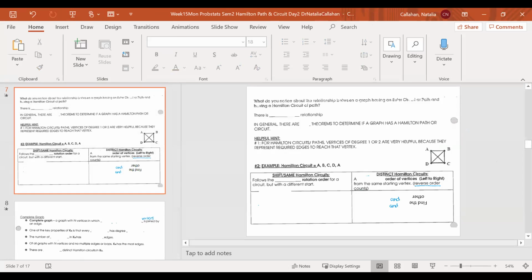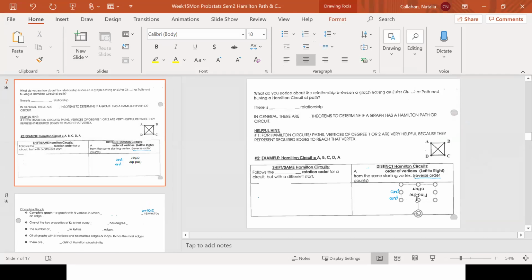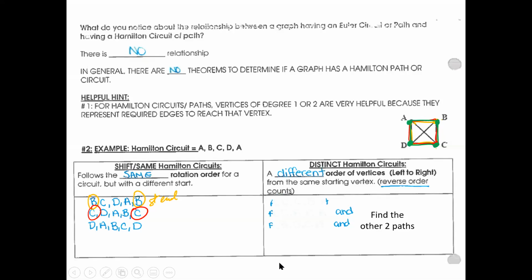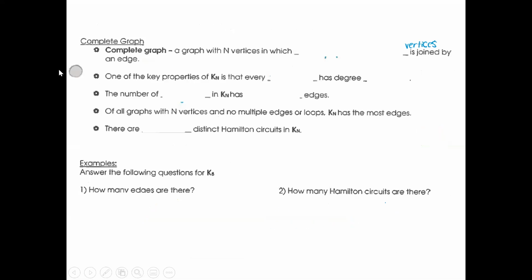Okay, with that said, we're going to go ahead and move on to the next part. Okay, let's go ahead and go on to this part here. Complete graph: a complete graph with n vertices in which every pair of distinct vertices is joined by an edge.